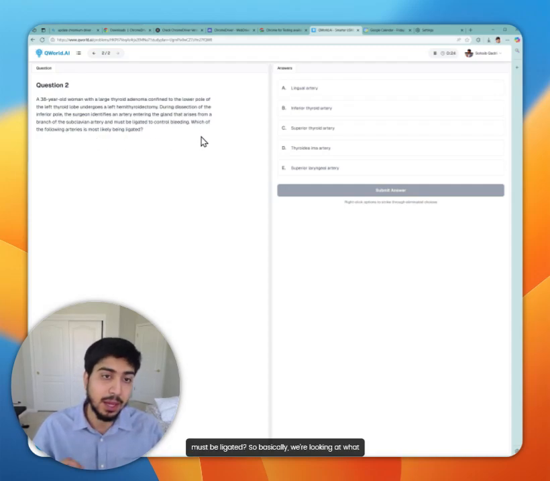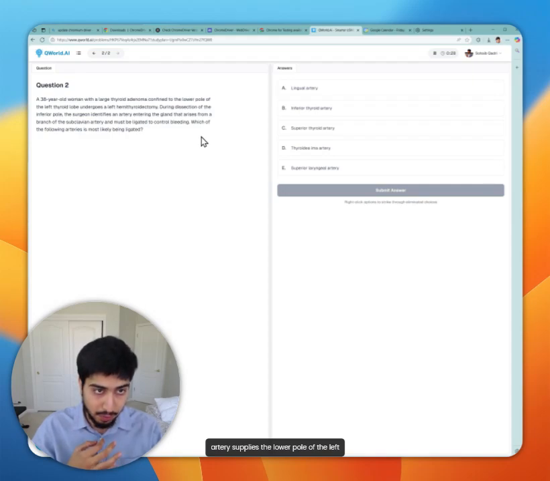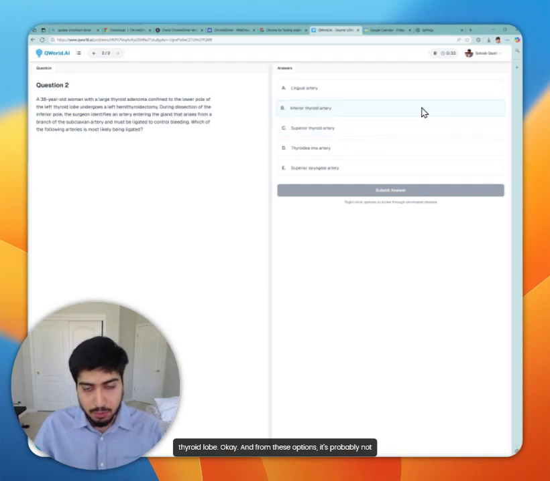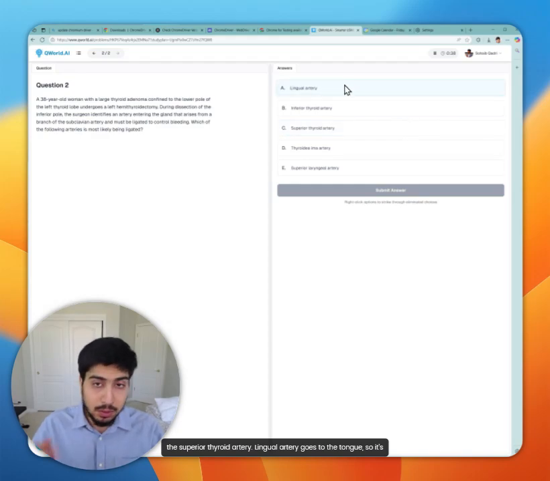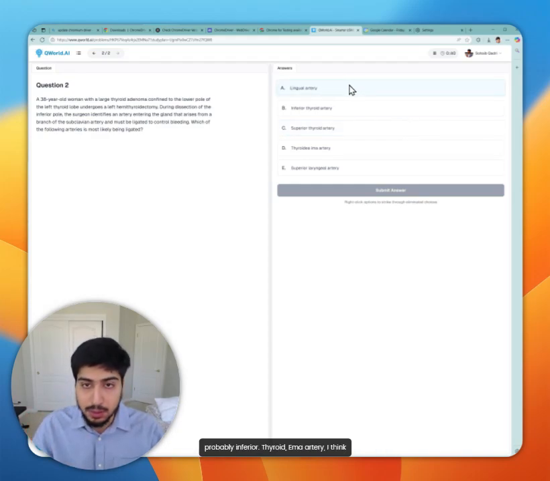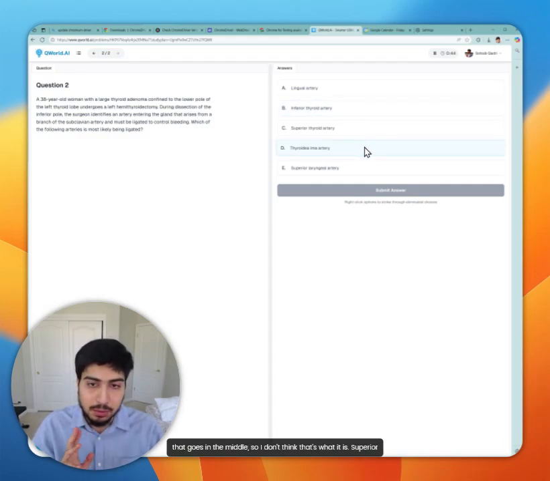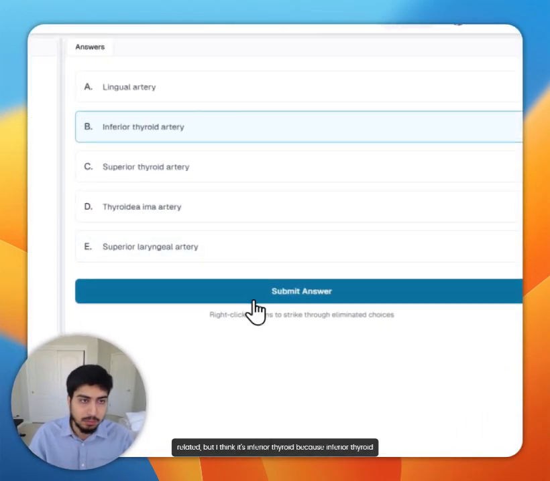So basically we're looking at what artery supplies the lower pole of the left thyroid lobe. From these options, it's probably not the superior thyroid artery. Lingual artery goes to the tongue, so it's probably inferior. Thyroid ima artery, I think that goes in the middle, so I don't think that's what it is. Superior laryngeal artery also probably not, although it could be related, but I think it's inferior thyroid because inferior thyroid pole, right?